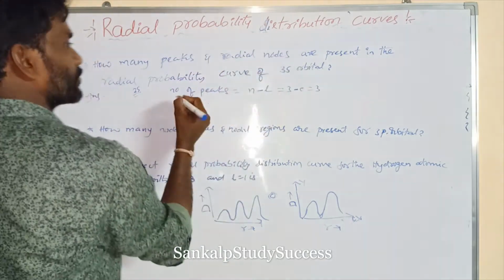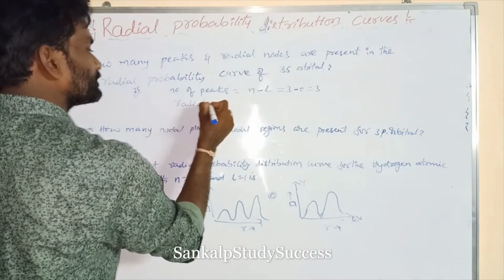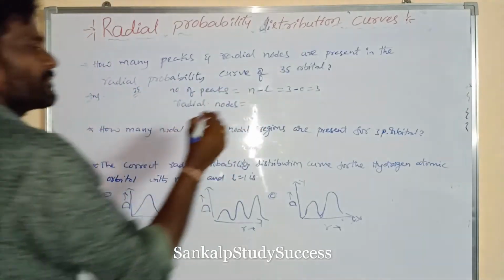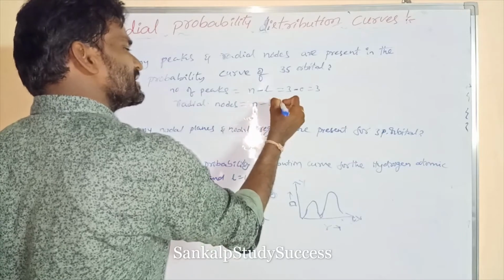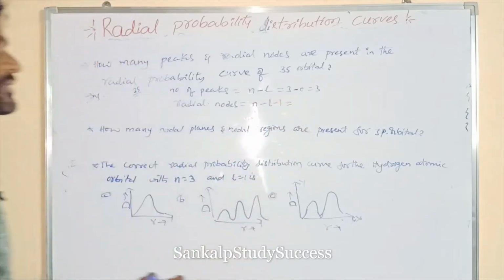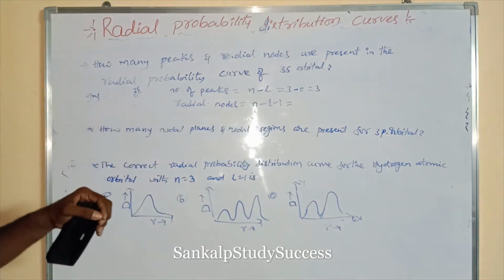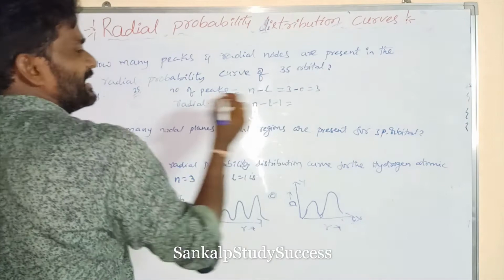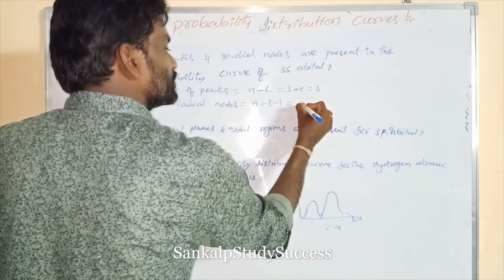Next, radial nodes. What is the formula? Radial nodes is equal to n minus L minus 1. Radial nodes are spherical nodes or nodal space, all are same. n minus L minus 1. What is the n value? For 3s, the n value is 3, L value 0.